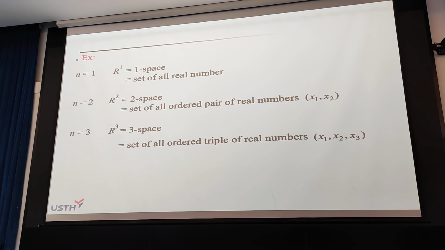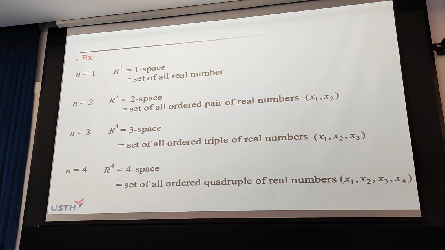Next, for n equals 3 or 3-space. That is the set of all ordered triples of real numbers x1, x2, x3. In high school you call it space. So in high school you study solid geometry. That is something with 3 coordinates like that. But now, that one is not yet in high school: R4. That is 4-space. The set of all ordered quadruples or 4-tuples of real numbers x1, x2, x3, and x4. That is something new for you.